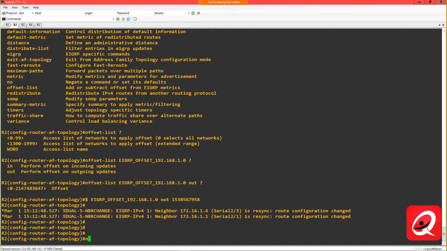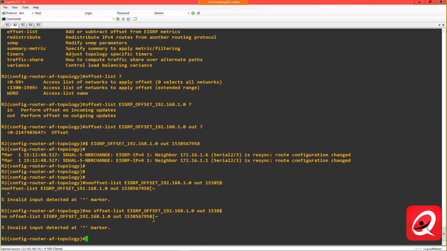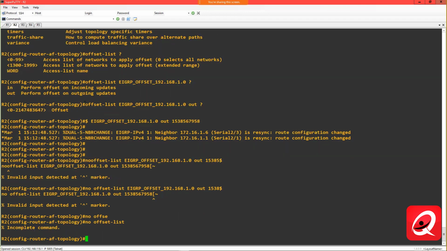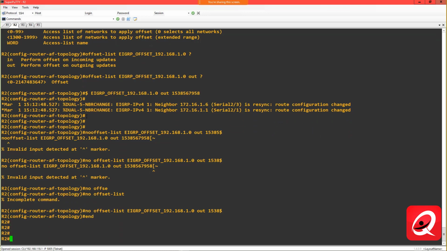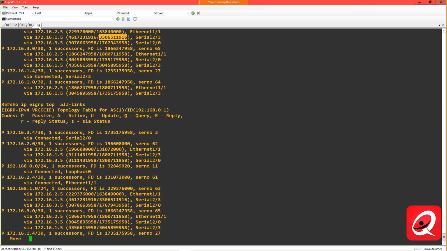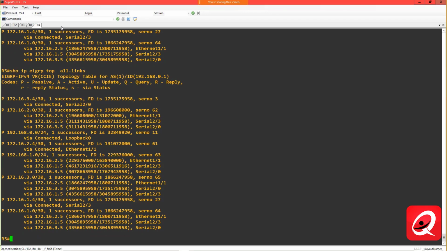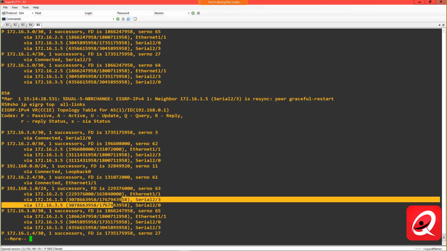Okay, let's get rid of the offset. This is probably not the recommended way anyway. No offset list. Why is it not? Oh, I see why it's not taking it. There we go. All right. That's probably not the preferred way of doing it anyway. There was another way I wanted to show you. I'll see if I can show you a little bit here. So we should see that reported distance should go back to its original value.